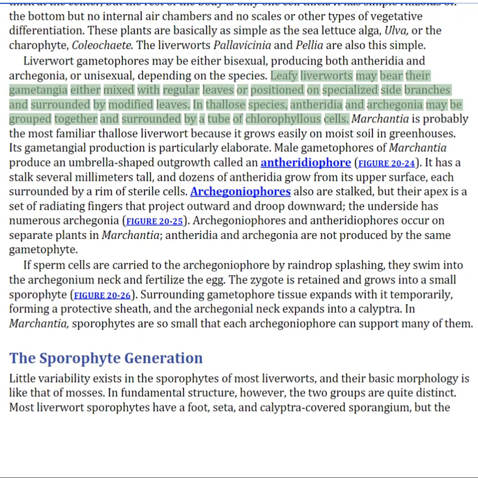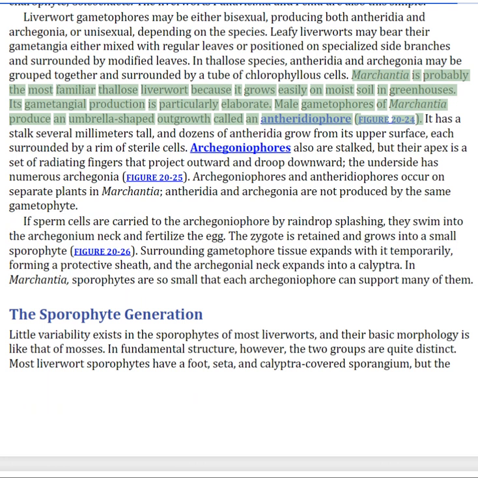Leafy liverworts may bear their gametangia either mixed with regular leaves or positioned on specialized side branches and surrounded by modified leaves. In thallose species, antheridia and archegonia may be grouped together and surrounded by a tube of chlorophyllous cells. Marchantia is probably the most familiar thallose liverwort because it grows easily on moist soil in greenhouses. Its gametangial production is particularly elaborate.